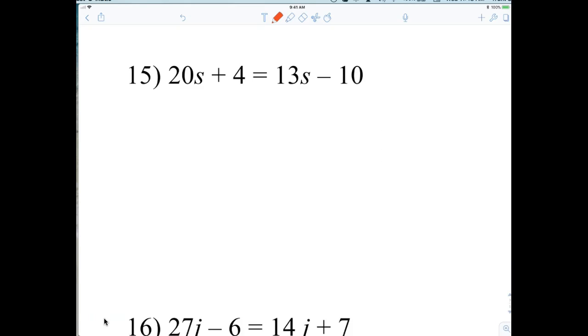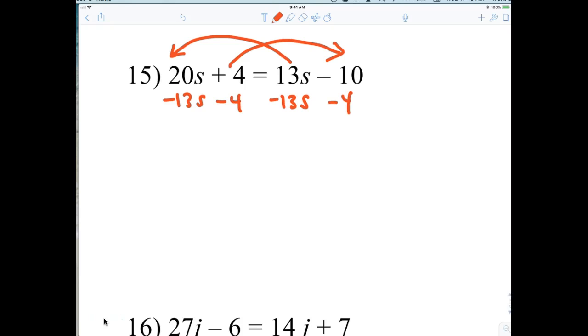Now, it's mixed up on both sides. So, Sebastian, what do I need to do? Exactly. I'm going to pull this over here, and I'm going to put the 4 on the other side. And when I move things, you change the sign. All right? So just to show, this would be a minus 13s, minus 13s, minus 4, minus 4. So that leaves me 7s is equal to negative 14.